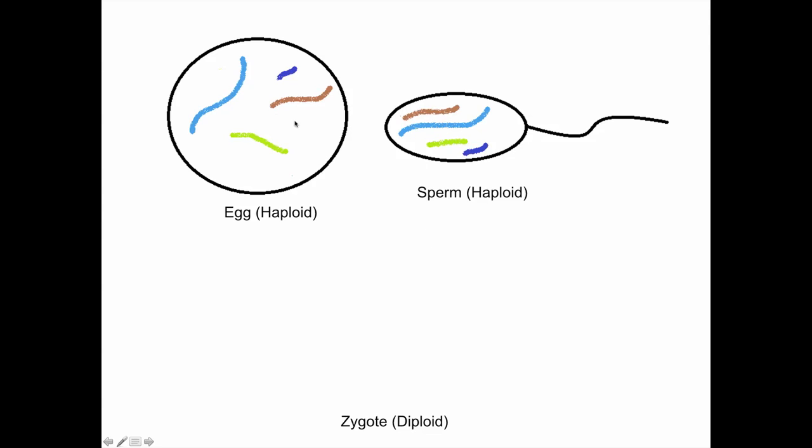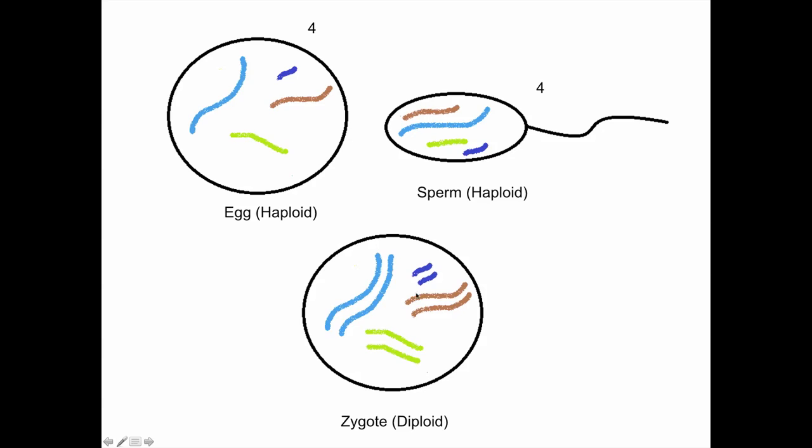So that when the sperm fertilizes the egg, both of these being haploid, come together. So there's 4 chromosomes here, 4 chromosomes here. When they come together, they make a diploid cell. When the sperm fertilizes the egg, that very first cell is called the zygote. So we see the zygote here, and you can see how all of the pairs came together.